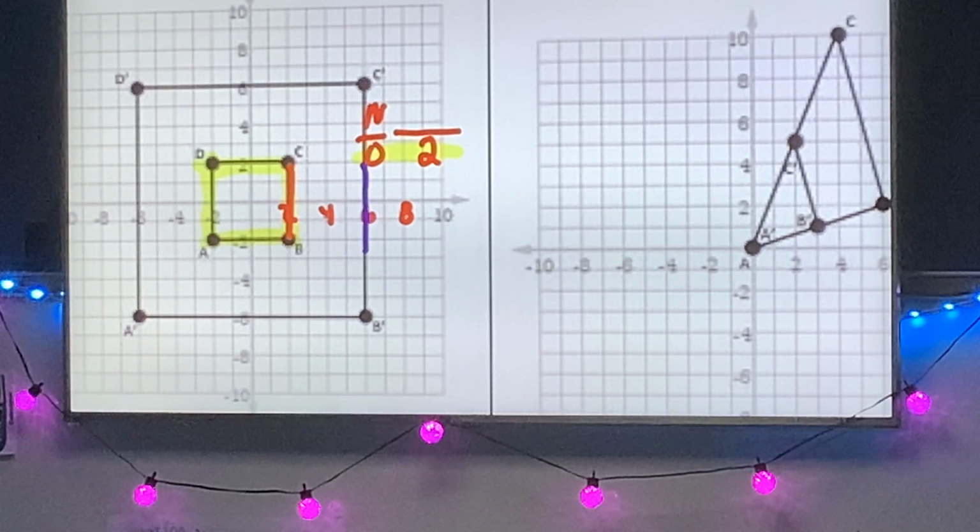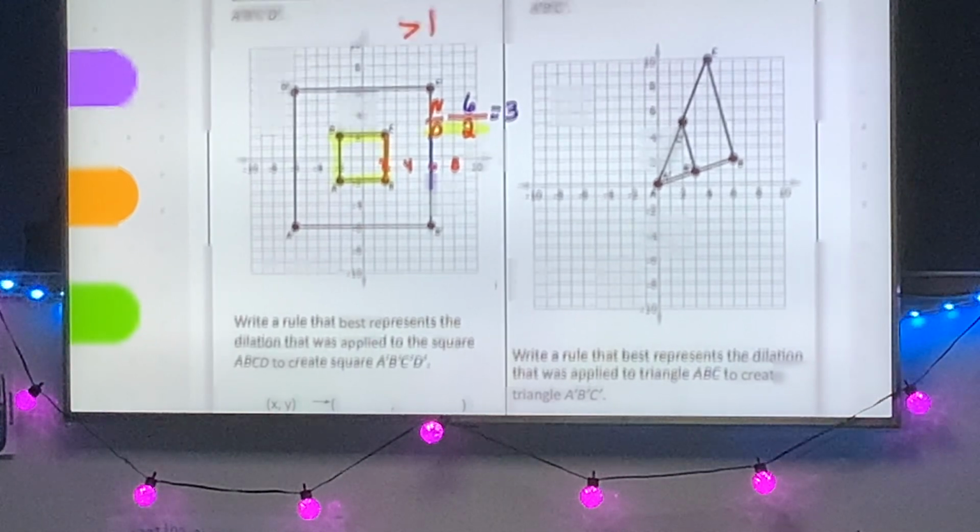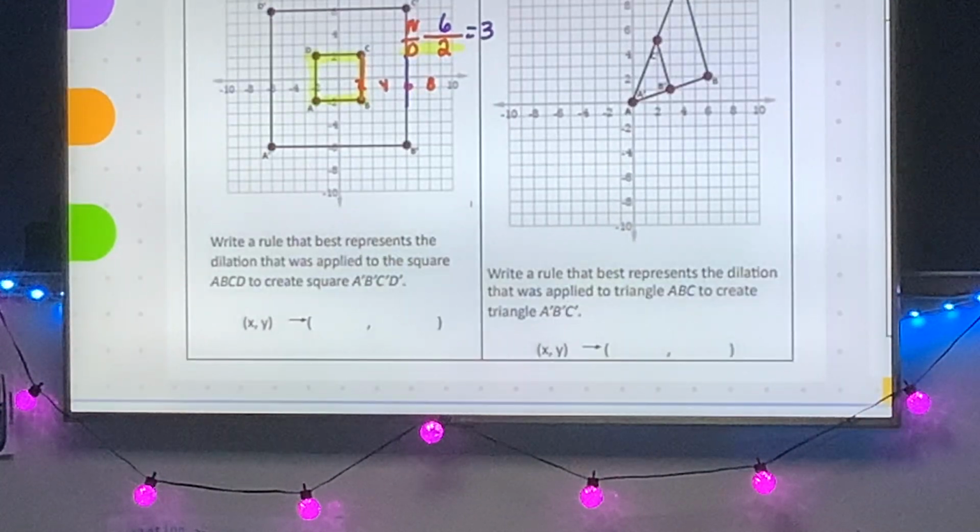So, where am I at on my new figure? 6. So what is 6 divided by 2? 3. So how do we write this answer? XY. So you'll always write XY. Because your original, whether it's positive or negative, you would write XY. You told me my scale factor is 3. So we're going to write 3x, 3y, and we're done. That's it.